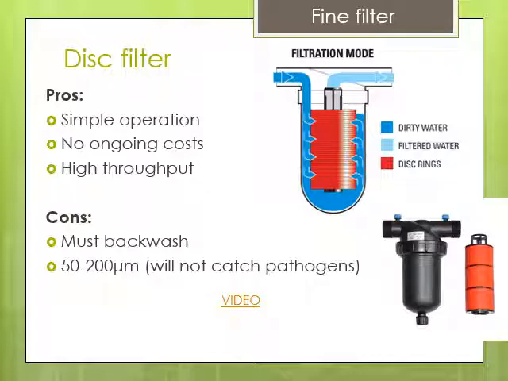The next type of coarse filter is what's known as a disc filter. These filters are more common, I would say, in large nurseries because they can position them out in the field. They don't take a lot of space, and they actually automatically backwash. Now, it's very difficult for me to describe verbally how these work. I'll try, but you should know this video link works.